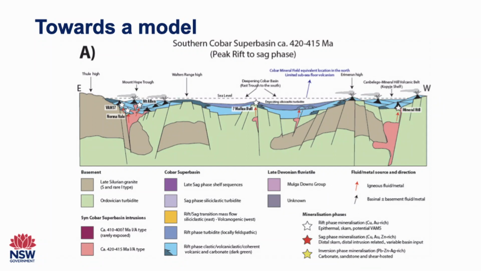So all of this goes towards making greater models for the basin. This is just the start. This is the rift phase, this 420 to 415 MA phase, where volcanism's going off in our troughs, volcanism's going off in the Mineral Hill Cambeligo belt. We've got some basin highs, and the basin's starting to deepen rapidly. I've recently added Mallee Bull to this because of the age dating from the cassiterite. So that's the first phase of the system that we see.